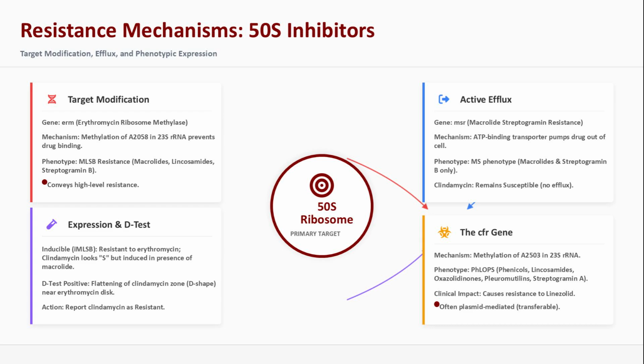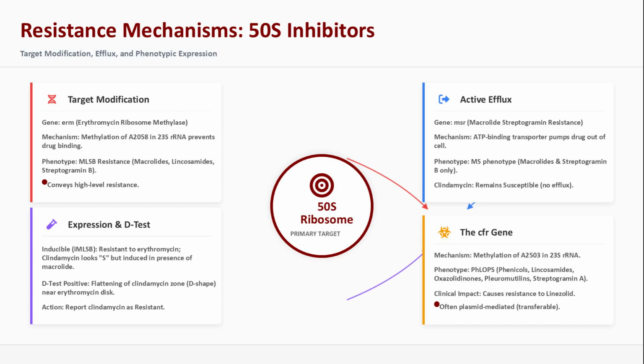However, when exposed to macrolides, the resistance mechanism is activated. To detect this, we perform the D-test. If the zone of clindamycin becomes flattened near the erythromycin disc, forming a D shape, it means inducible resistance is present. In this situation, clindamycin should not be used, even if the report shows sensitivity.